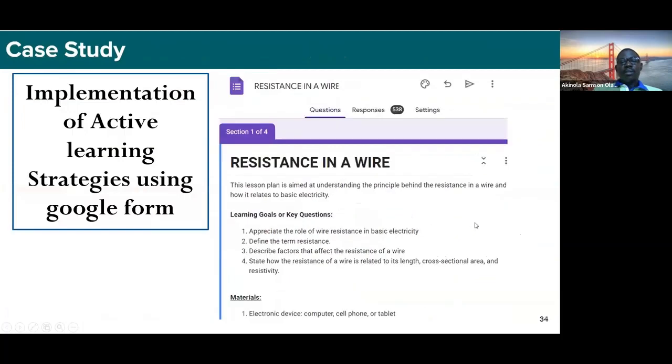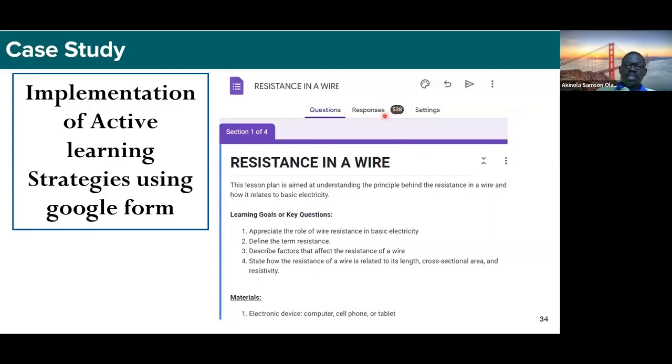Okay, so I give a quick case study. This was an implementation of active learning I did this semester that is just rounding up with my undergraduate students. I have 538 students who participated in this activity, resistance in a wire.